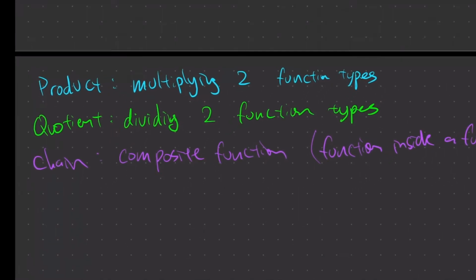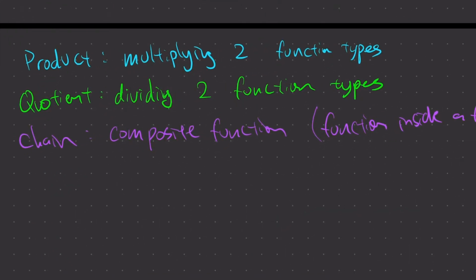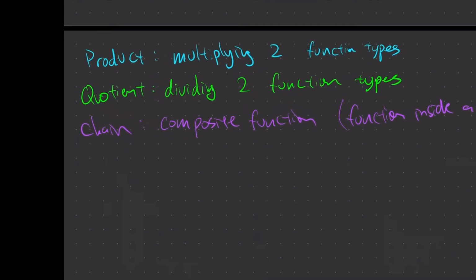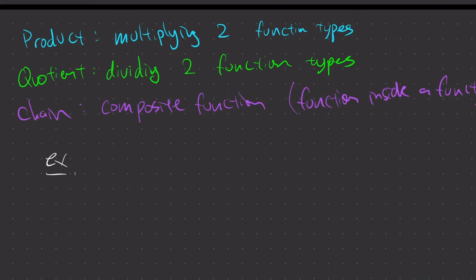So first, I'm going to talk about the product rule because the product rule is easier. You can look at your formula book for how to do the product rule, but I'll just explain it in English very simply, okay? So let's just use an example. Let's say we have sine x multiplied by x squared. So do you see here we have two different function types, right?